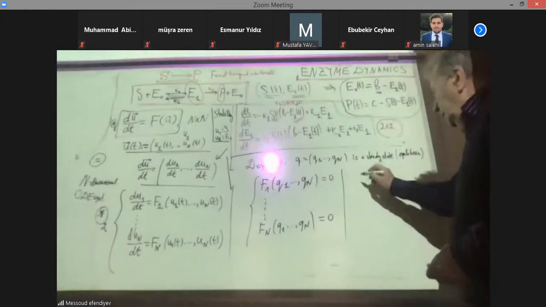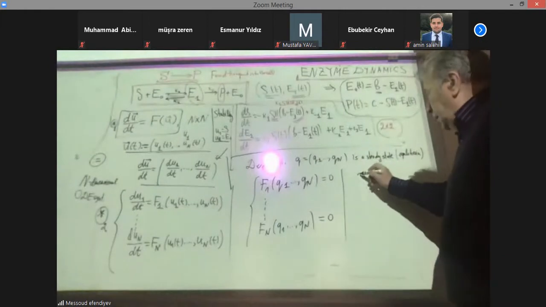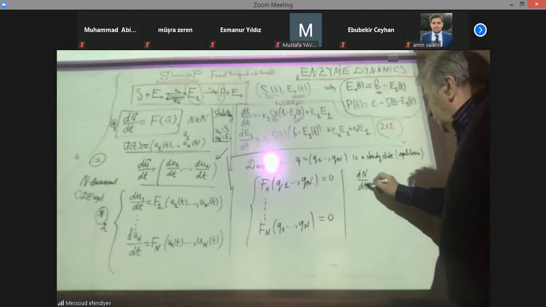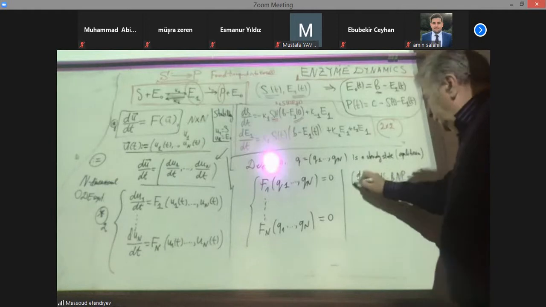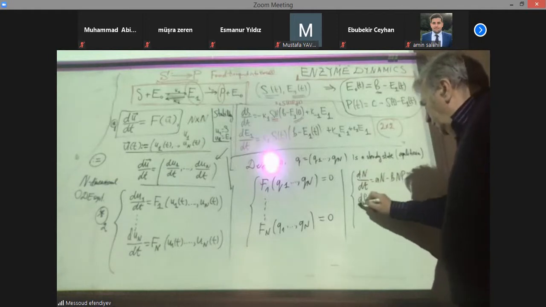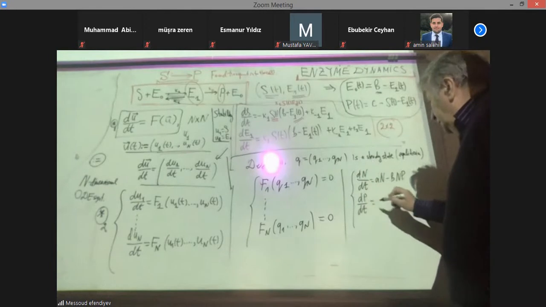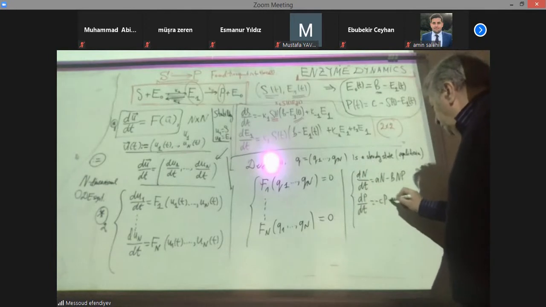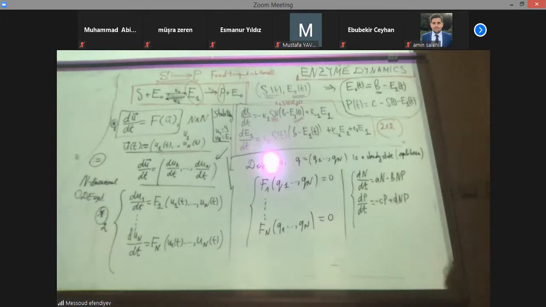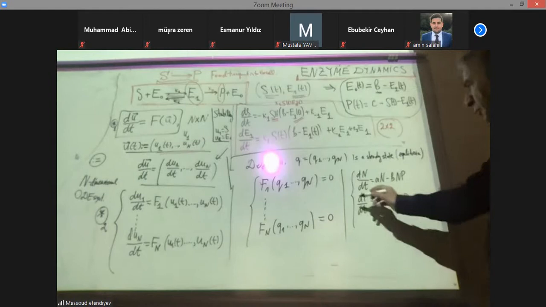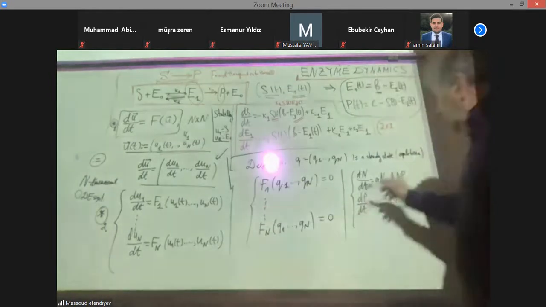For example, take the very simple predator-prey model. Do you remember it? dN/dt is equal to aN minus bNP, and dP/dt is minus cP plus dNP. You had this in your midterm exams.